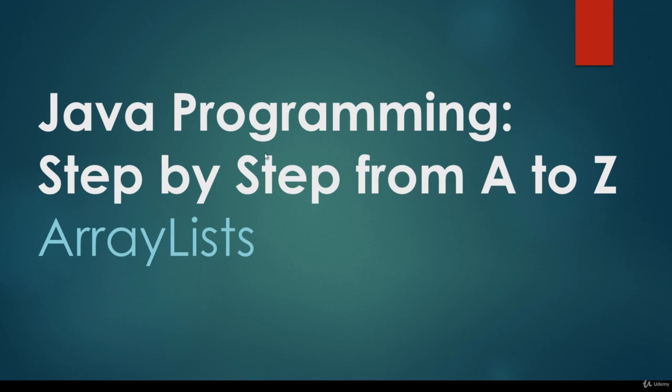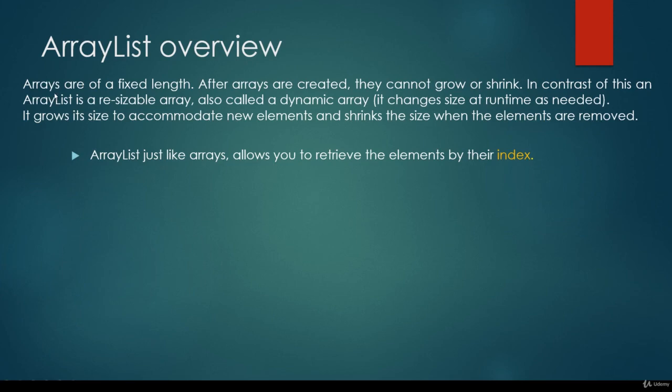In the coming lectures, we are going to talk about array lists. First of all, arrays, as we have discussed in the previous lectures, have fixed length. After arrays are created, they cannot grow or shrink. In contrast, an array list is a resizable array, also called a dynamic array, which means that it changes size at runtime as needed. It grows its size to accommodate new elements and shrinks the size when the elements are removed.